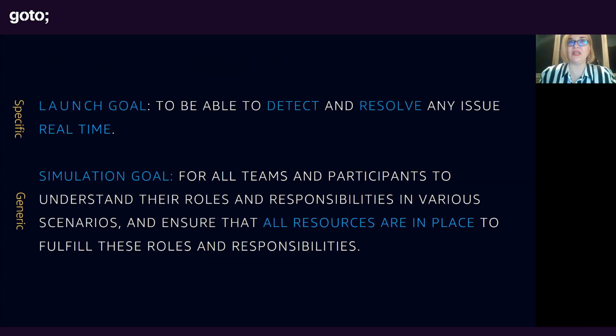A specific goal for the launch was that we needed to make sure our engineering teams are able to detect and resolve any issues in real time. The mechanism we used to address that was a simulation. It was a massive launch, many teams were involved, and we were doing something like this for the first time. We wanted to make sure the participants understand roles and responsibilities, and have all the resources for monitoring, observability, and decision-making in place, and we wanted to confirm that. That was our simulation goal.